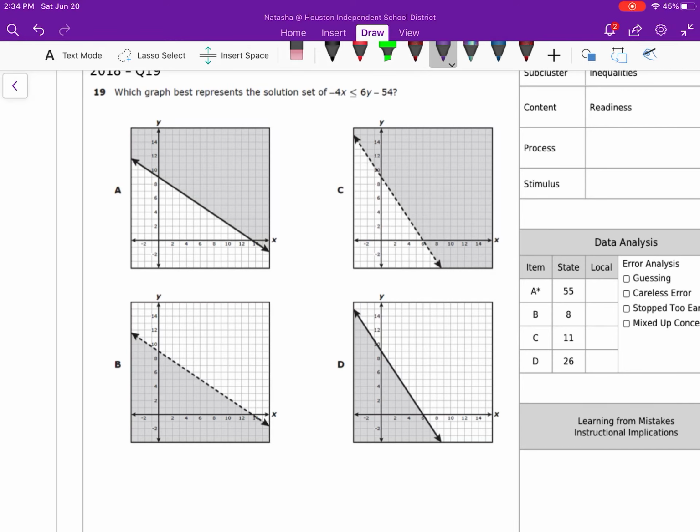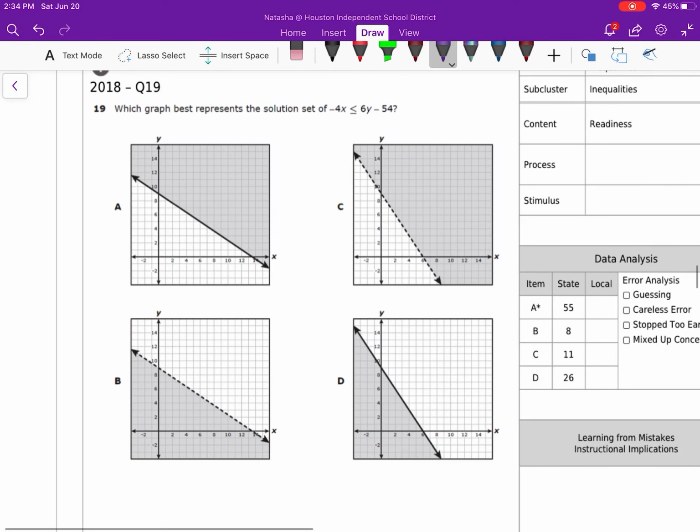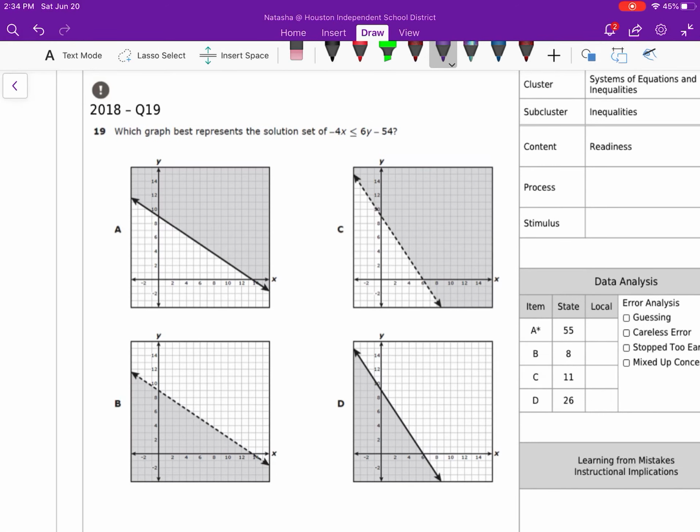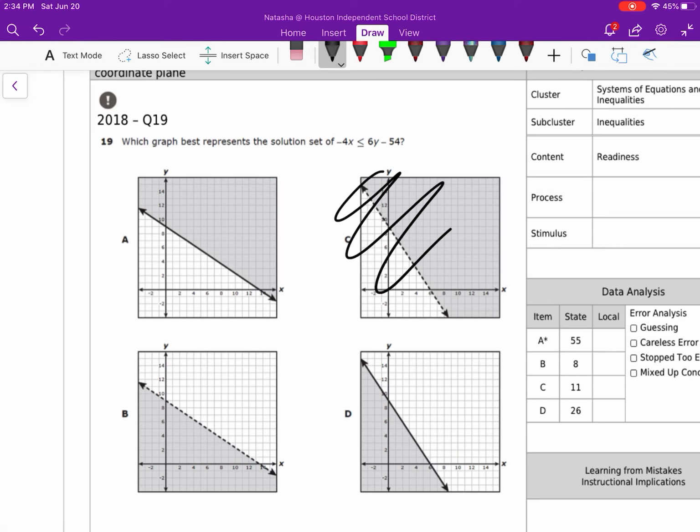So this one is done just like the very first question that we did in this TEAC. Which graph represents the best solution? The easiest way, first of all, is to put this in slope-intercept form. We know our line is going to be solid because we have the less than or equal to symbol there, the line underneath. So C is eliminated and B is eliminated.